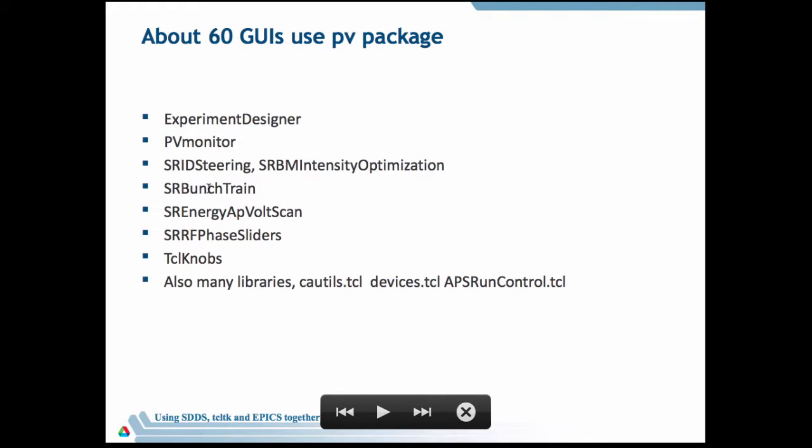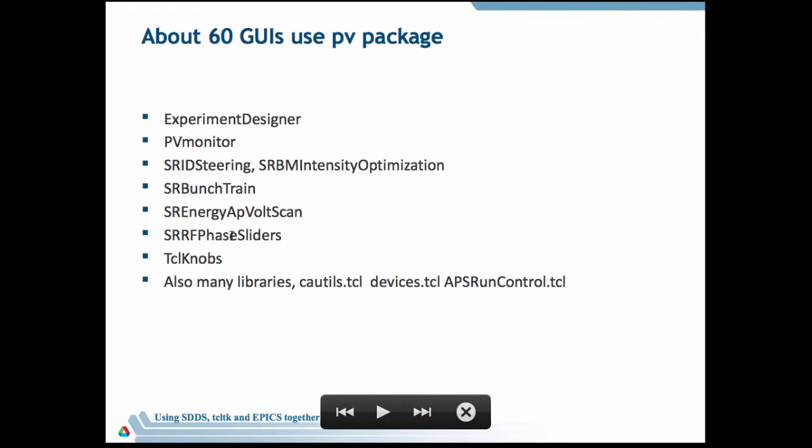SR Bunch Train is a tool we use for injecting various patterns. And as I said, it's configured by SDDS files. You just pick what pattern you want, and a lot of things are configured because some other PVs around the ring need to change based on how many bunches we have. We can do scanning of the RF voltage and determine the energy aperture from that. That's a physics machine studies application.